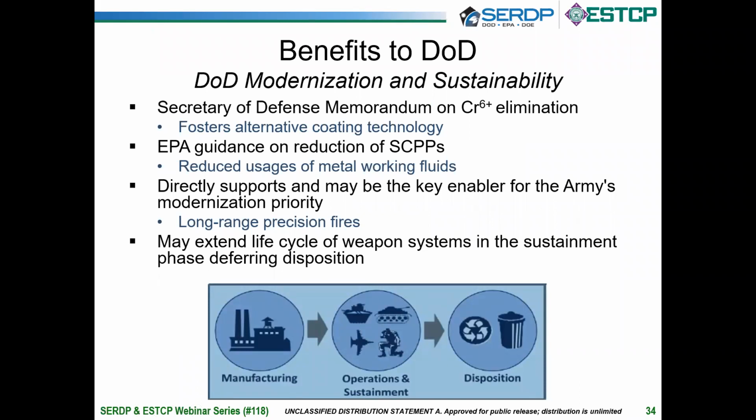There's a Secretary of Defense memorandum to try to minimize the use of chromium as much as possible, and certainly the first explosive bonding program met that. Do you want to talk about the EPA guidance on reduction of the paraffin? Yeah, EPA was initially involved in asking for the reduction of short chain chlorinated paraffins in metalworking fluids in industry, and also DoD. Of course, at a weapons plant, we certainly use a lot of those, and this technology avoids the use of those.